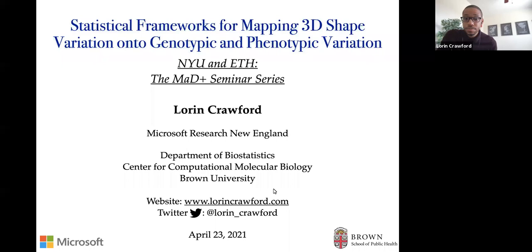So today I'm going to talk about this idea of basically variable selection, where we map three-dimensional shapes and understand three-dimensional variation and how that can be used to explain genotypic or phenotypic variation.